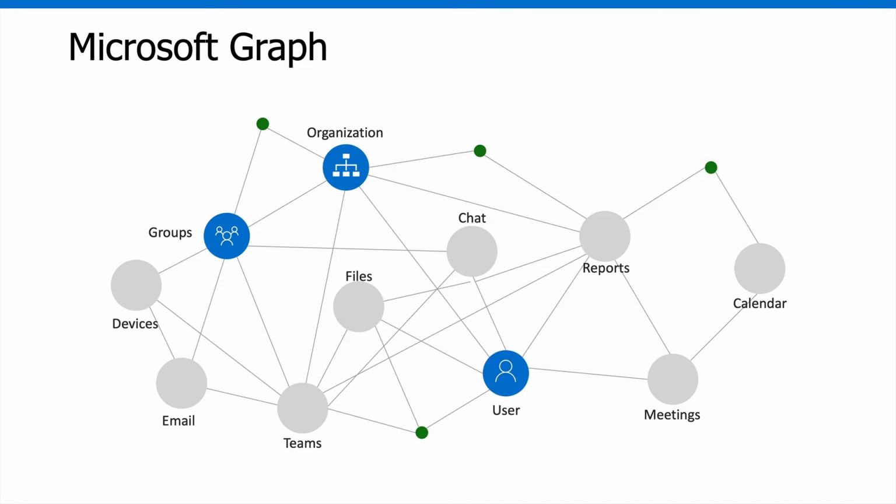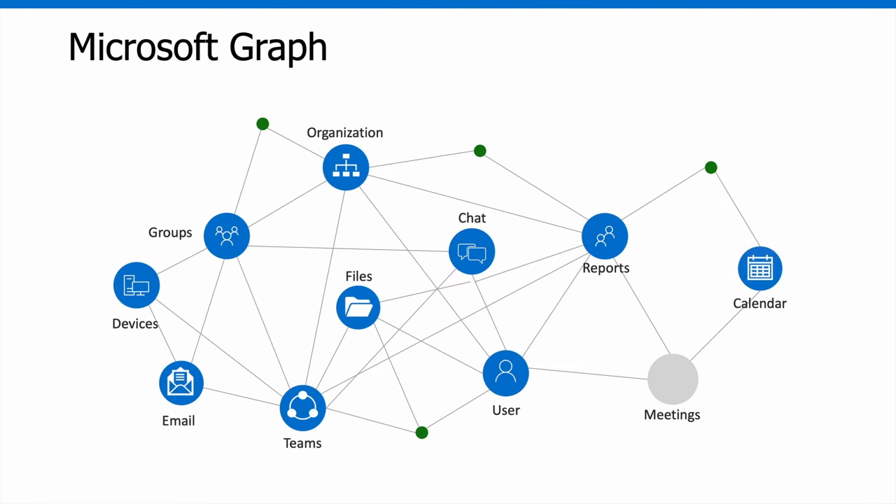So here's an example of what that looks like graphically. In your organization, you likely have different groups, and those groups have users, and users have devices and email. They work with Microsoft Teams, they have files, they chat, they might have direct reports. Almost all of us have calendar events and different meetings we go to, and the list goes on and on and on. Well, Microsoft Graph provides an API to allow us to get to this type of data and much more in a very secure manner.